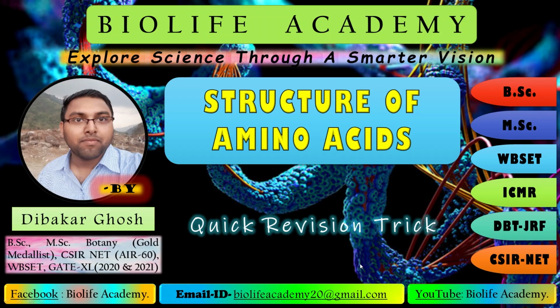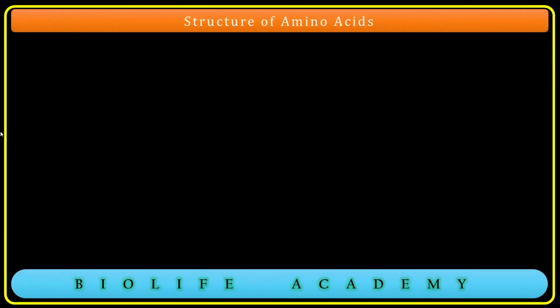Today we are going to discuss the structure of amino acids. Amino acids are basically the building blocks of protein molecules. If we see the basic structure of an amino acid, we can find a chiral carbon which is attached to an NH2 group and a carboxyl group. A hydrogen atom is also present with an R group.